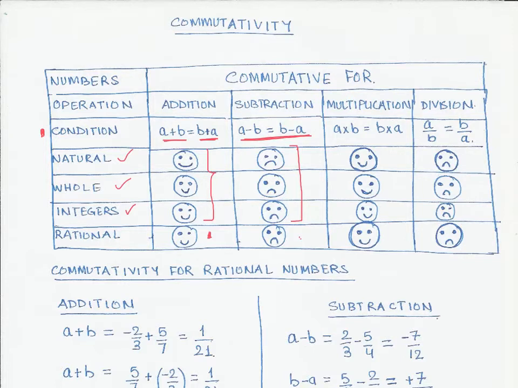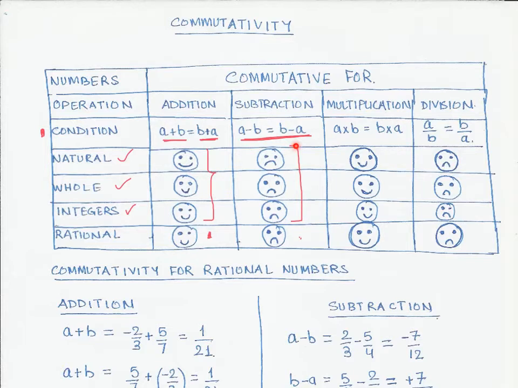So in essence, we can conclude that all the four sets of numbers that we have learned, natural numbers, whole numbers, integers, and rational numbers, are not commutative under the operation of subtraction. Sorry, it's not about being closed. They do not follow the commutative property under subtraction.